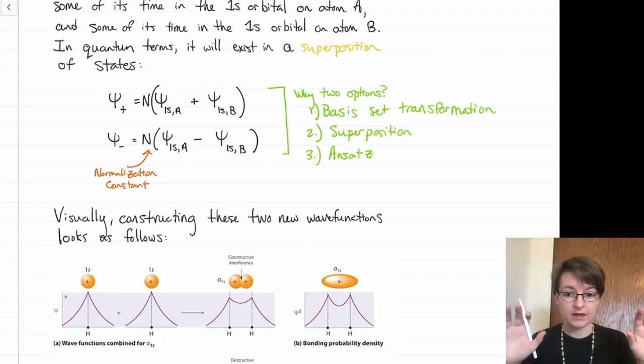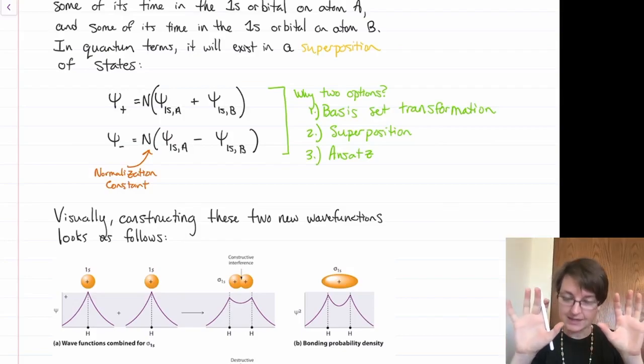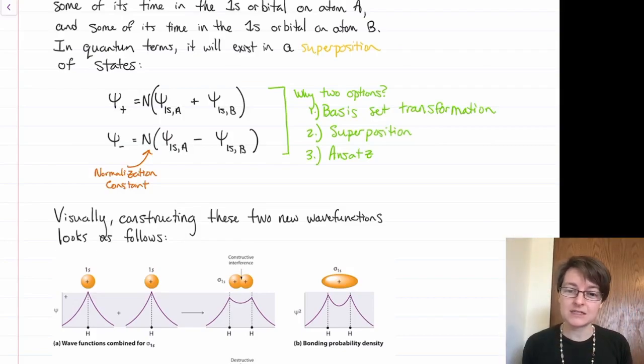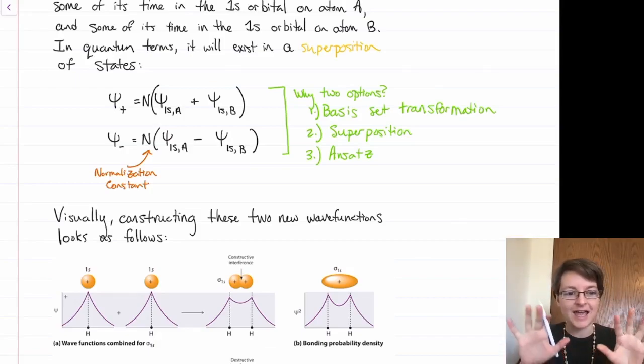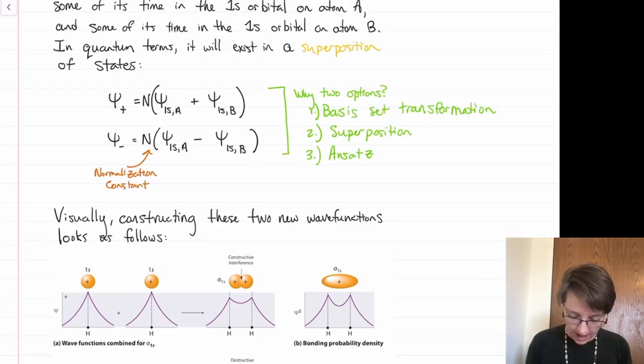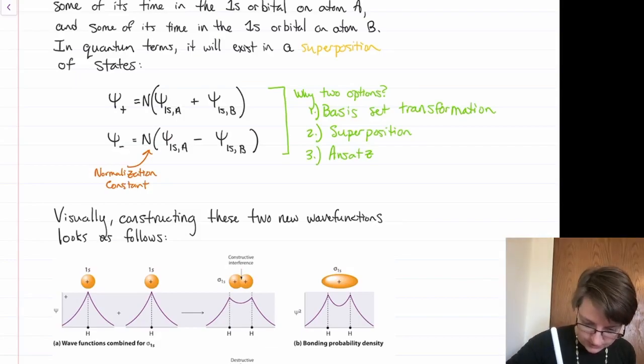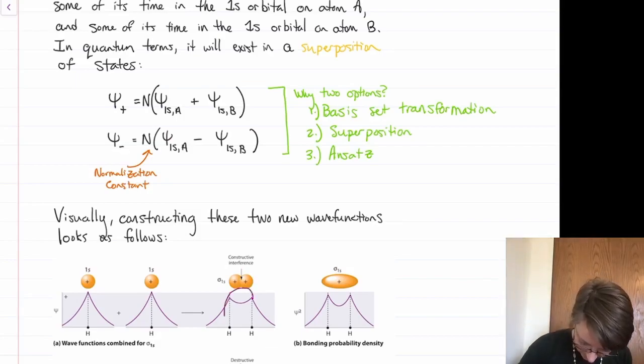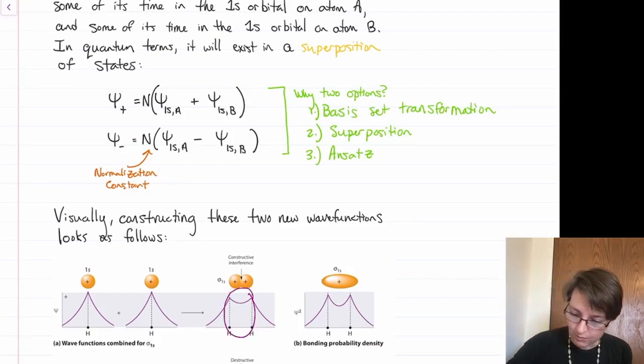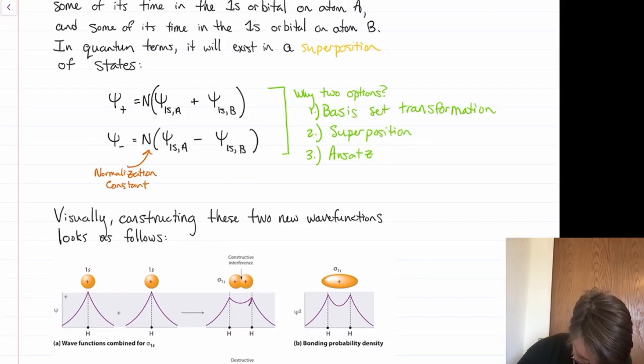When they're far away, the 1s orbital on hydrogen A and the 1s orbital on hydrogen B are going to look very separate. But as they start to come close together, they'll begin to constructively interfere. And what that means is that as I add together these two functions, I'm going to start to see a region of increased electron density, as shown in this region right here. And mathematically, what I am doing is simply adding together my original two wave functions.